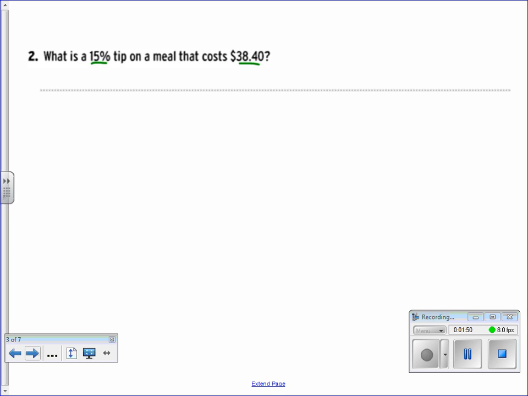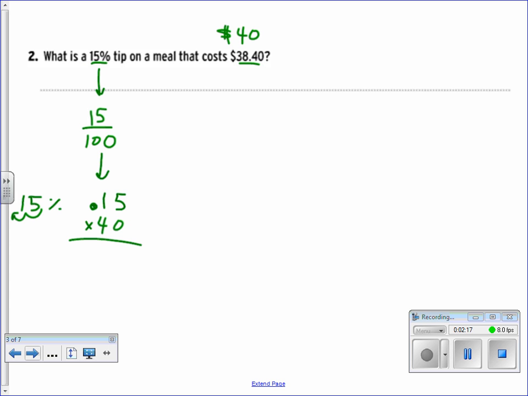So one of the things I do is round some things off. 38.40 is close to $40. Now, 15% means 15 out of 100, or even easier, 0.15. Remember, to change a percent to a decimal, you just move the decimal 2 places to the left. So I can do 0.15 times 40 very easily, probably in my head. 15 times 2 is 30, 30 times 2 is 60. How many decimal places? 2. So a $6 tip.